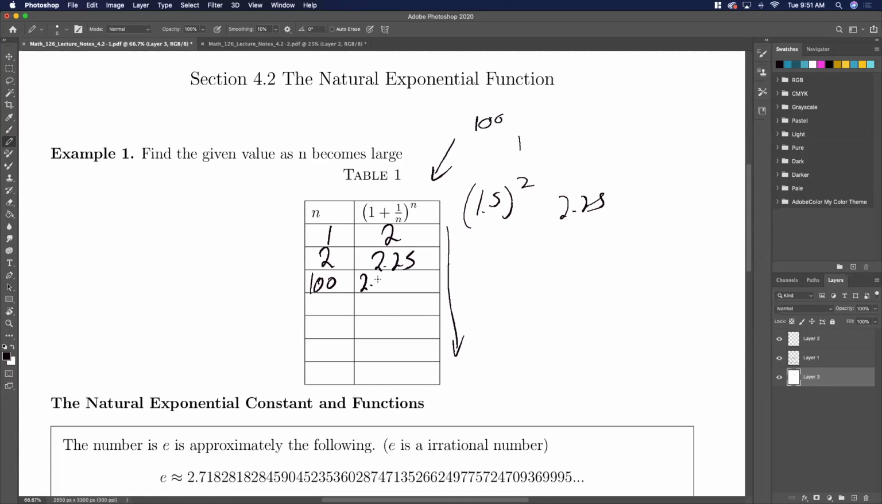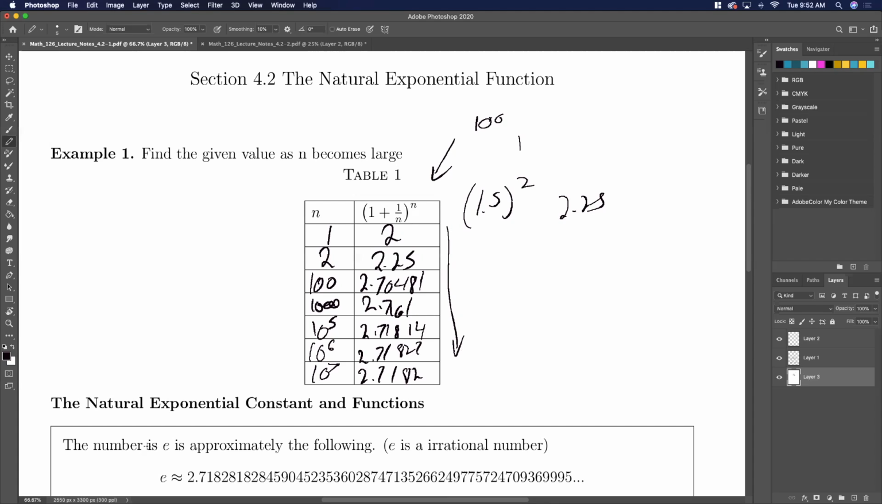So if I crunch through that number, I'd get 2.70481. If I did it 1,000 times, I'd get 2.7169. If I did it 10 to the fifth times, I'd get 2.71814. If I did it 10 to the sixth times, 2.71827. If I did it 10 to the seventh times, I get 2.8. And so as I increase the times I compound this, I'm kind of crashing into a number. Well, what number is that?